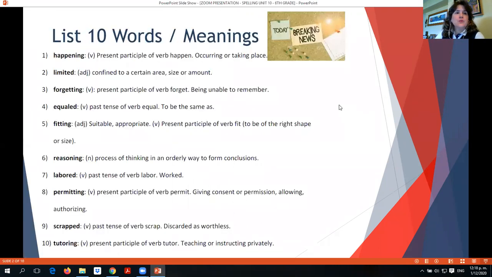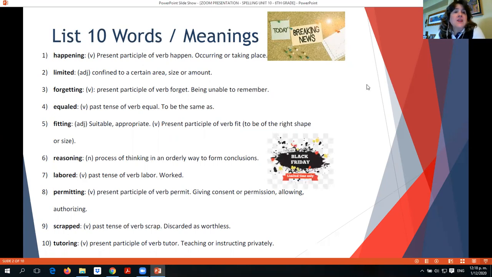So, our first word, happening. Happening is the present participle of the verb happen, and it means occurring or taking place. Okay, actually being right now, taking place at this moment. For example, when you see breaking news on TV, they always show you something that is currently happening. So it's taking place at that precise moment.